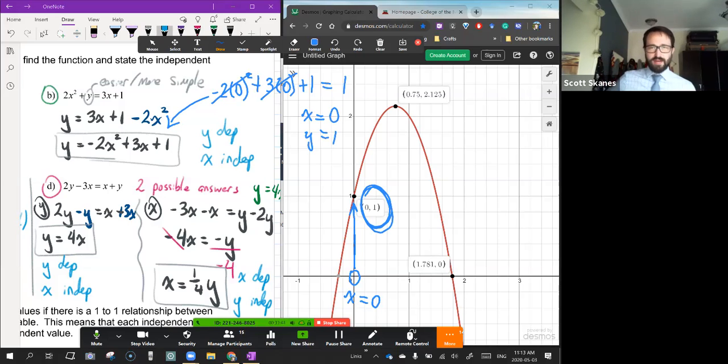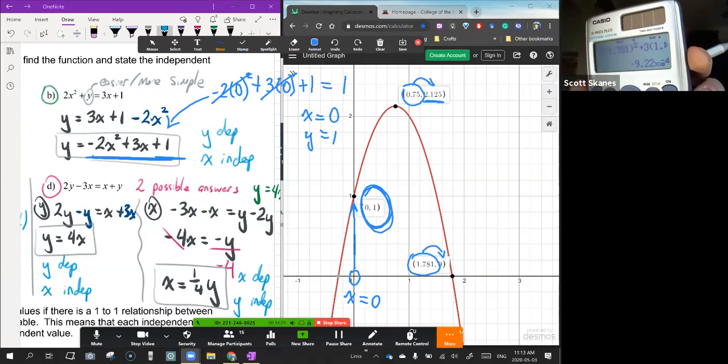But the nice thing about graphs is that it does it for every single possible x value in the entire universe. So if I put in 0.75 for x, it gives me back 2.125. You can check that yourself. Or if I put in 1.781, it'll give me back 0. If I literally put in -2 times 1.781, square that, plus 3 times 1.781, plus 1, it gives me a tiny, tiny number, which is essentially 0, okay?